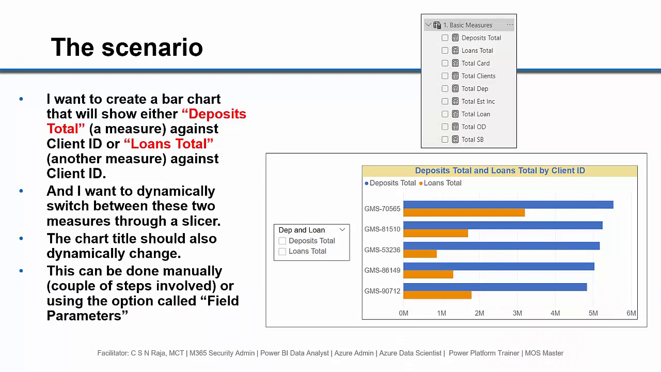This is the scenario. I want to create a bar chart that will show either deposits total, that is a measure, against a client ID, or loans total, that is another measure, against client ID. And I want to dynamically switch between these two measures through a slicer. The chart title should also dynamically change. This can be done manually, with a couple of steps involved, or using the option called field parameters.